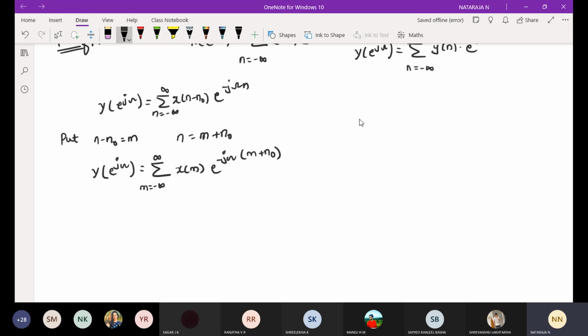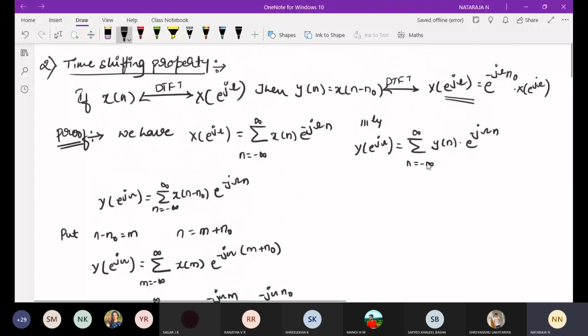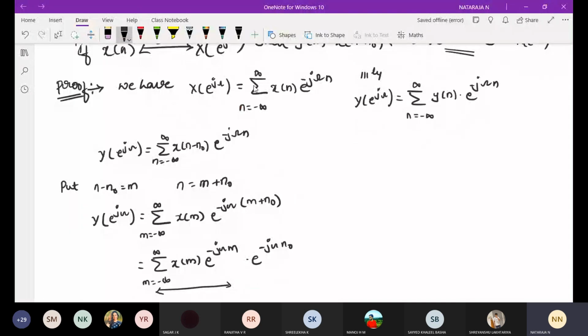Now I am going to split this. I will take summation m equal to minus infinity to infinity x of m into e power minus j omega m into e power minus j omega n naught. We can write this as x of e power j omega. But see, this will be as usual your standard equation. X of e power j omega is equal to summation n equal to minus infinity to infinity x of n e power minus j omega n.